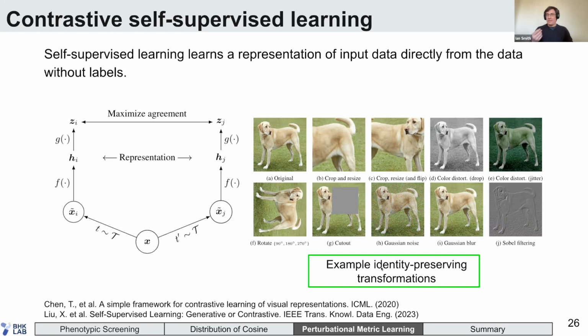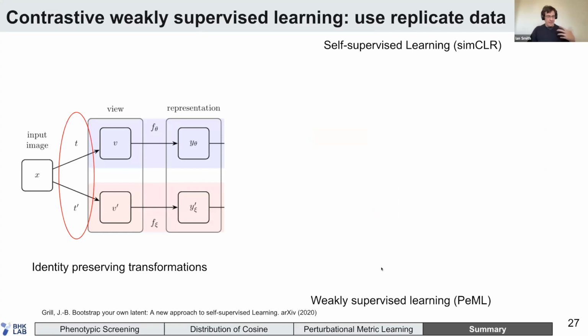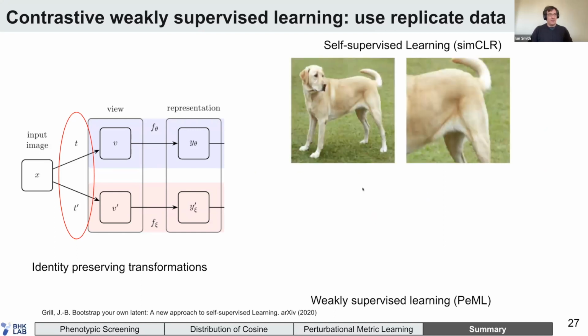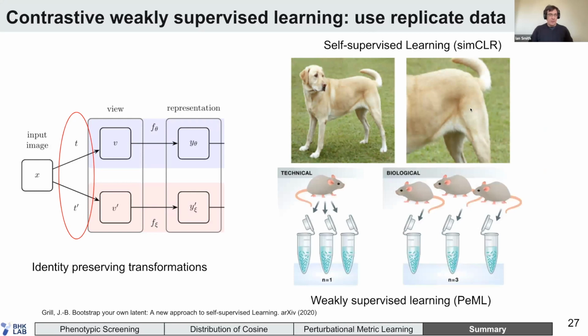And in biology, we don't necessarily know what transformations on a point from gene expression won't change the identity of the compound that was used to treat it. So because we can't do self-supervised learning, this motivates weakly supervised learning, which is like the poor relation. So instead of using data augmentations, where these are still both pictures of a dog, we use replicates. The assumption is that if you repeat an experiment in a perturbational assay, you should get the same answer.